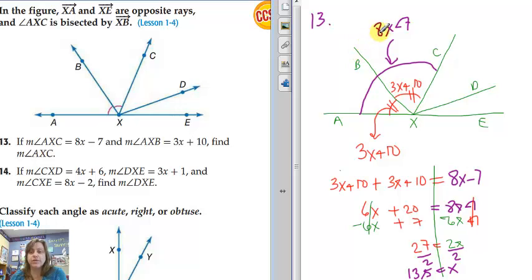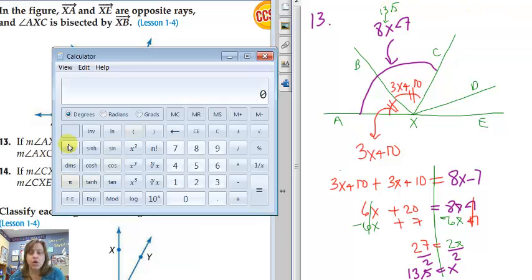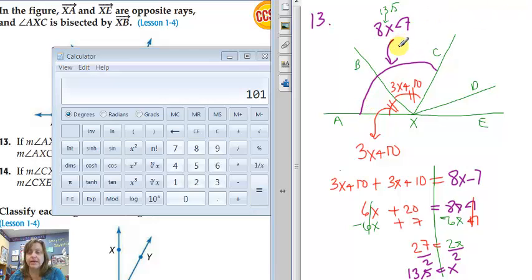Now we have to go back and plug this back in because we were asked to find the measure of the angle. So using the value of x being 13.5 in here, let's open up a calculator and calculate that. We want to take 8 times 13.5 and subtract the 7. So our final answer is 101 degrees. Measure of angle AXC would be 101 degrees.